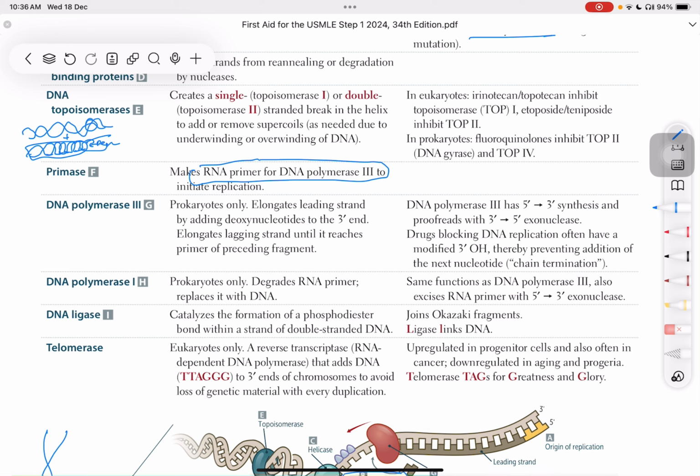Drugs blocking DNA replication often have a modified 3' hydroxyl, thereby preventing addition of the next nucleotide and causing chain termination.